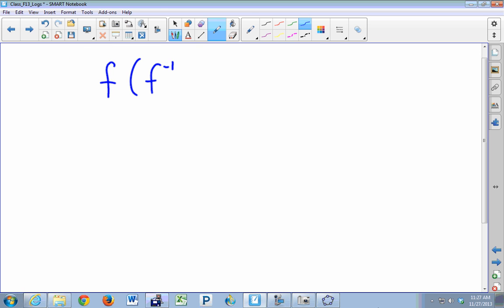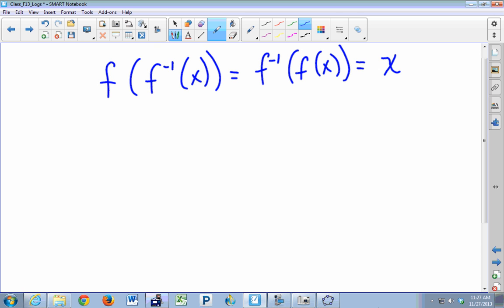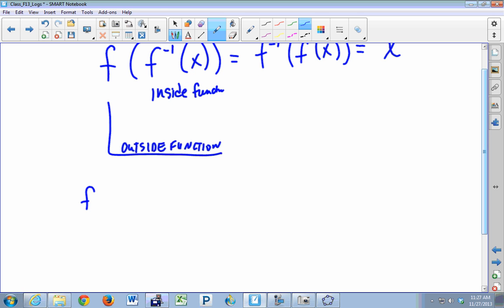So we just said that one of the properties of inverse functions is that their composition, no matter which order you do the composition in, brings you back to your original value, x, your original input. Remember, we called this function the inside function, and the outer one is the outside function. So let's take a look first at f inverse of f of x equal to x.